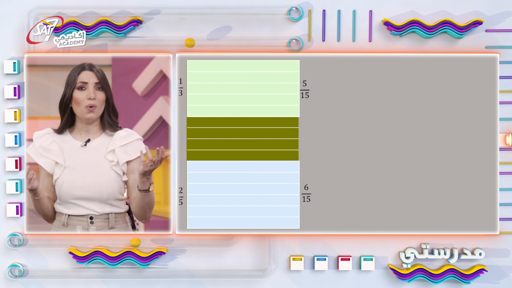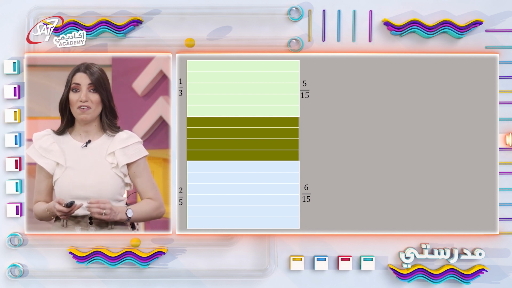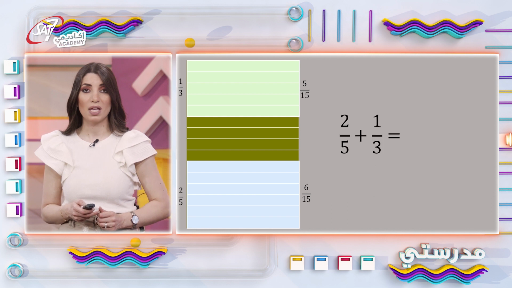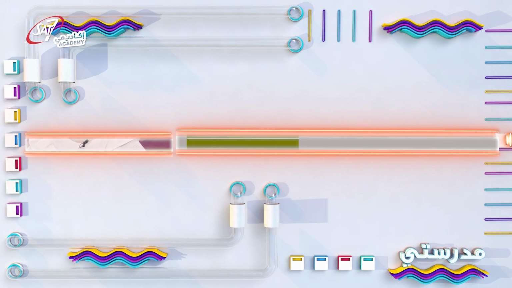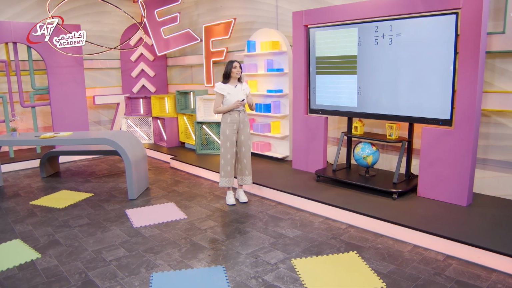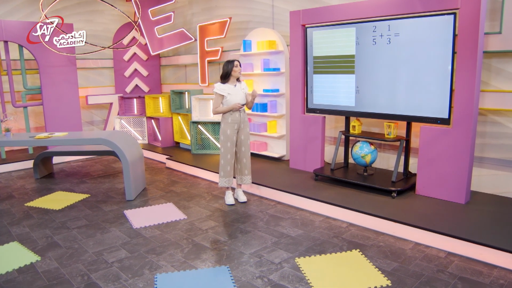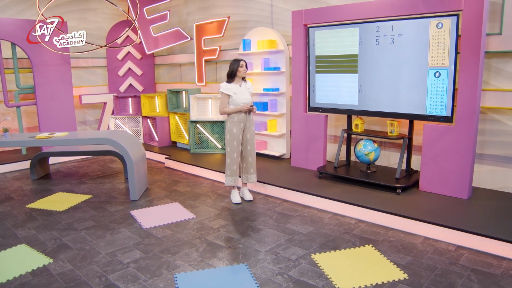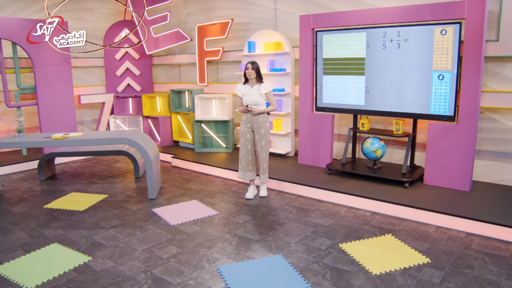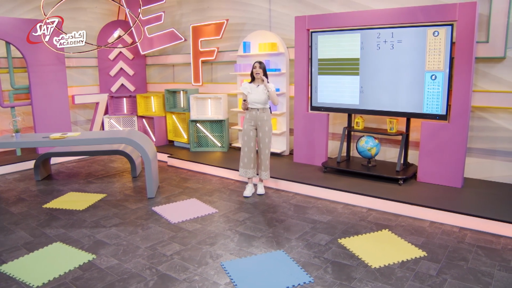But how can we know that the rectangular bar should be divided into 15 parts? If we want to add these two fractions, what would be the common denominator? Into how many parts should the kilometer or our bar be divided? If we multiply the 5 by 3 and the 3 by 5, we will have the same number, 15. So 15 can be our common denominator. It is a multiple of both 3 and 5.